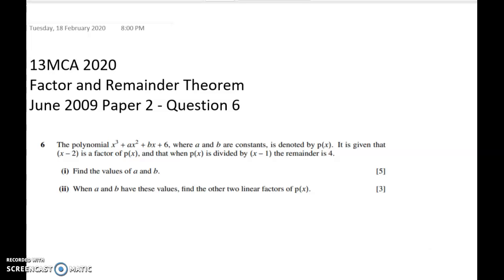So it's one where we're given a polynomial and we're asked to find a couple of constants in there. So we've got this polynomial here, and we're told it's denoted by p(x), which is the usual notation. We're also told two useful facts, right? So we've got x minus 2 as a factor of the polynomial, and when p(x) is divided by x minus 1, the remainder is 4.